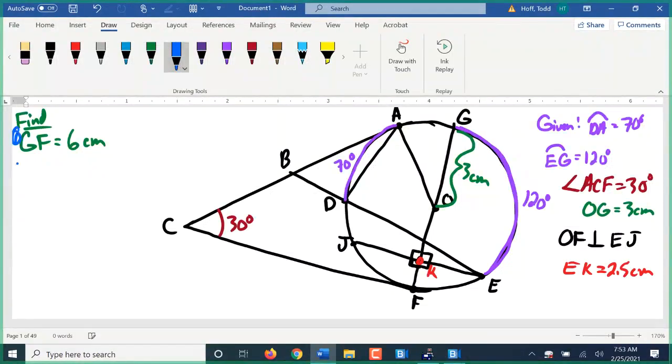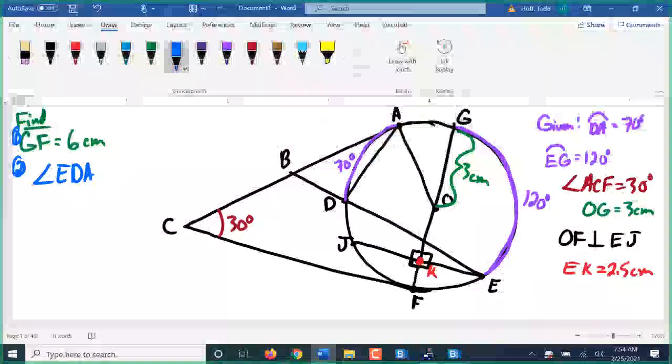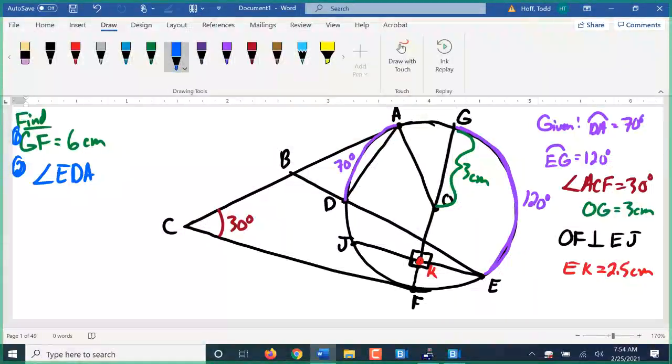The second thing I'm going to ask you to find is angle EDA. I'll give you a few seconds to look at it, see if you have any ideas on it before we find it. So angle EDA is this angle right here.